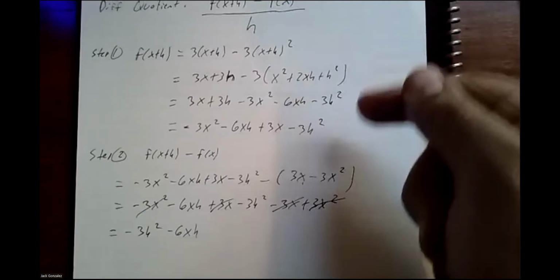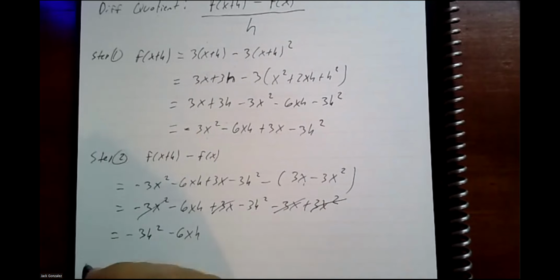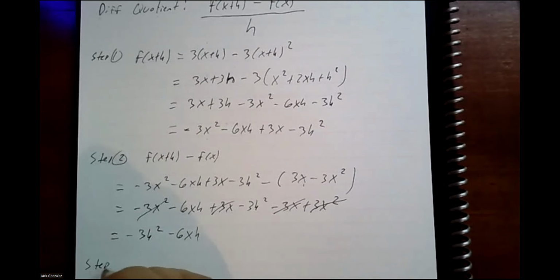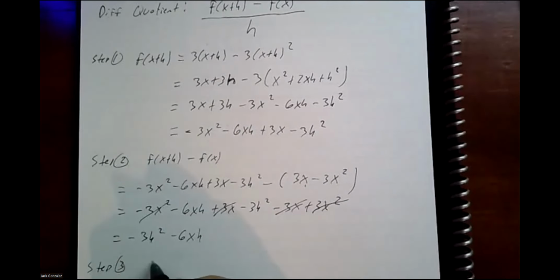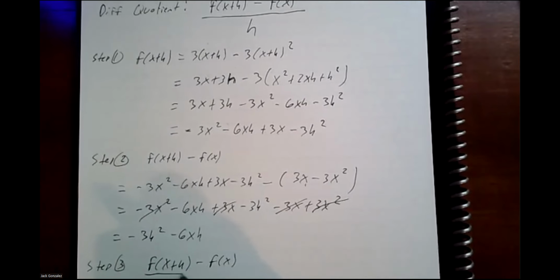So if we do it like this piece by piece, it might be a little easier instead of all at once. Step 3 is divide the result by h. So we just got... Let me know if I'm losing you at any point.